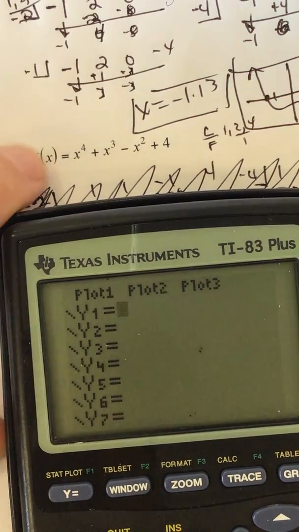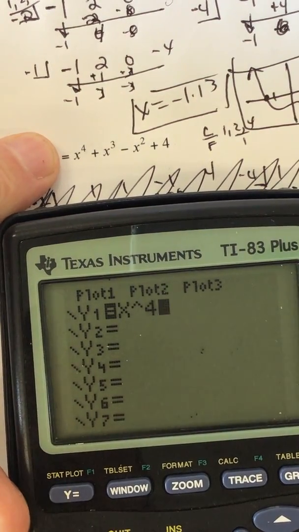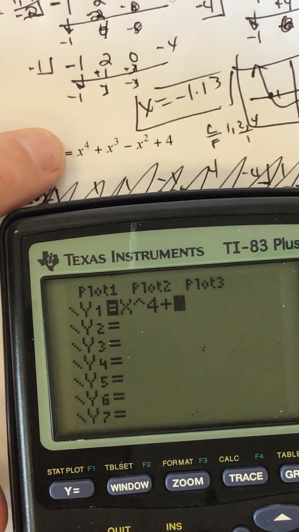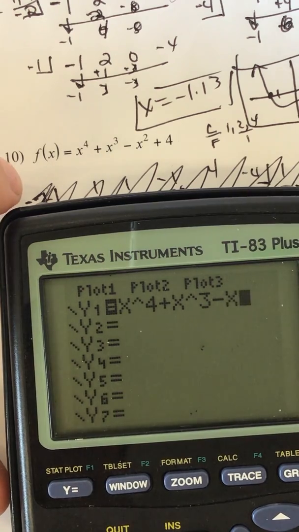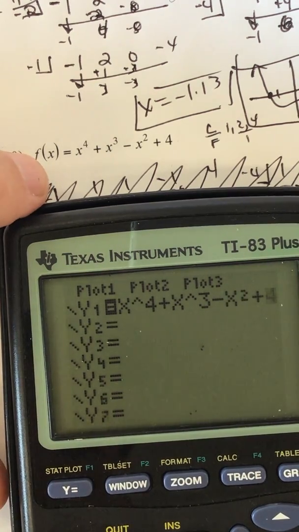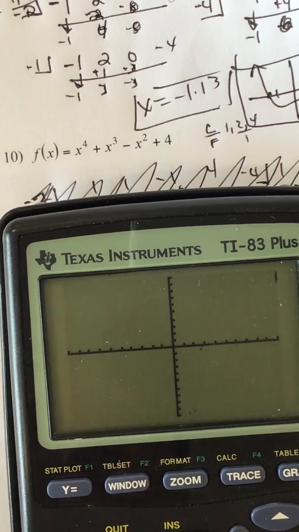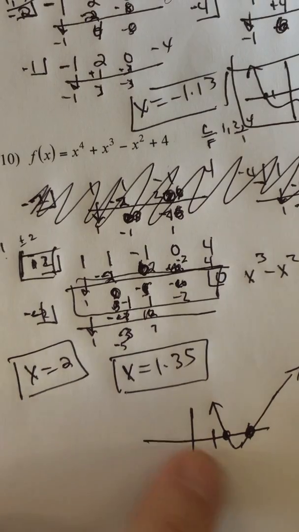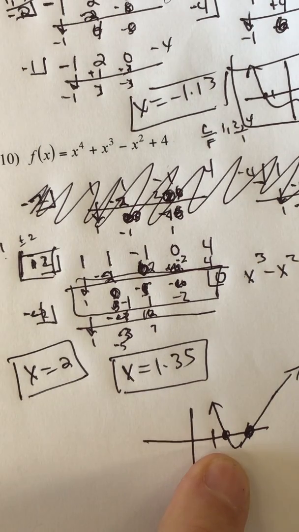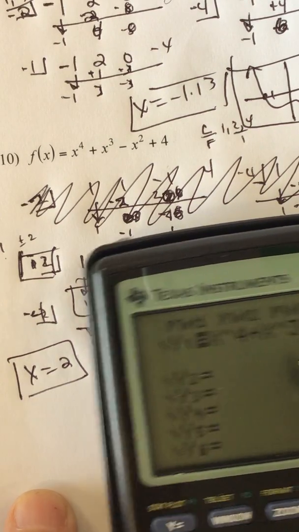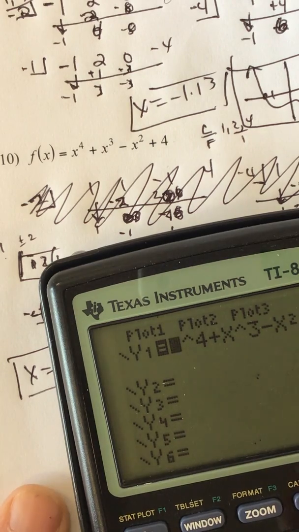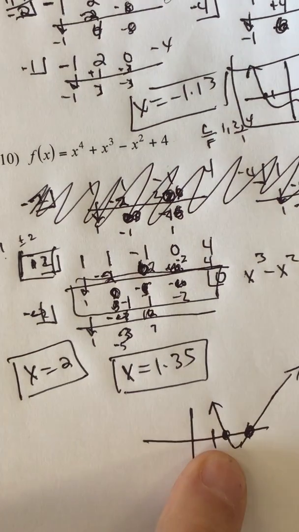See what we could have maybe done at the very beginning is go x to the 4th plus x to the 3rd minus x to the 2nd plus 4. Let's just see what it looks like and how close we got. Whoa, that's not what we have. We have it crossing at 2 and 1. X to the 4th plus x to the 3rd minus x to the 2nd plus 4. That does not look like what we have.